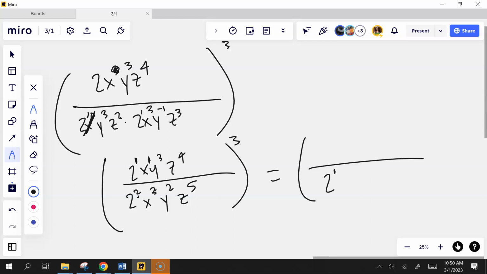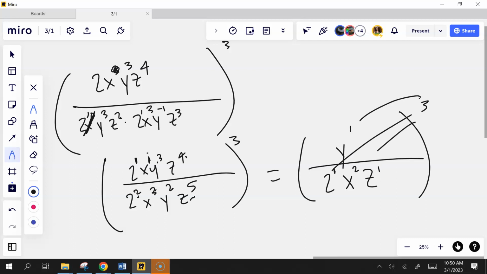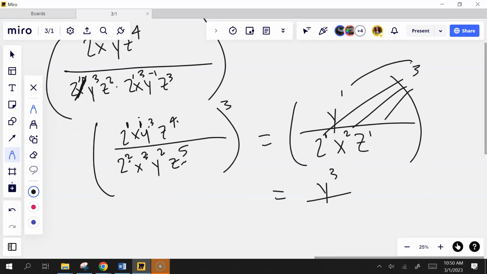Top or bottom? Bottom. Wherever there's most is where it's leaving. Now, if you subtract, you get -2, and the -2 moves down. I'm just shortcutting it just a bit. 3 up top, 2 in the bottom leaves me 1 up top. 4 up top, 5 in the bottom leaves me 1 in the bottom. I've got a 3 here, and now that 3 is going to go to everybody. I got y cubed over 2 to the third, x to the sixth, z to the third.